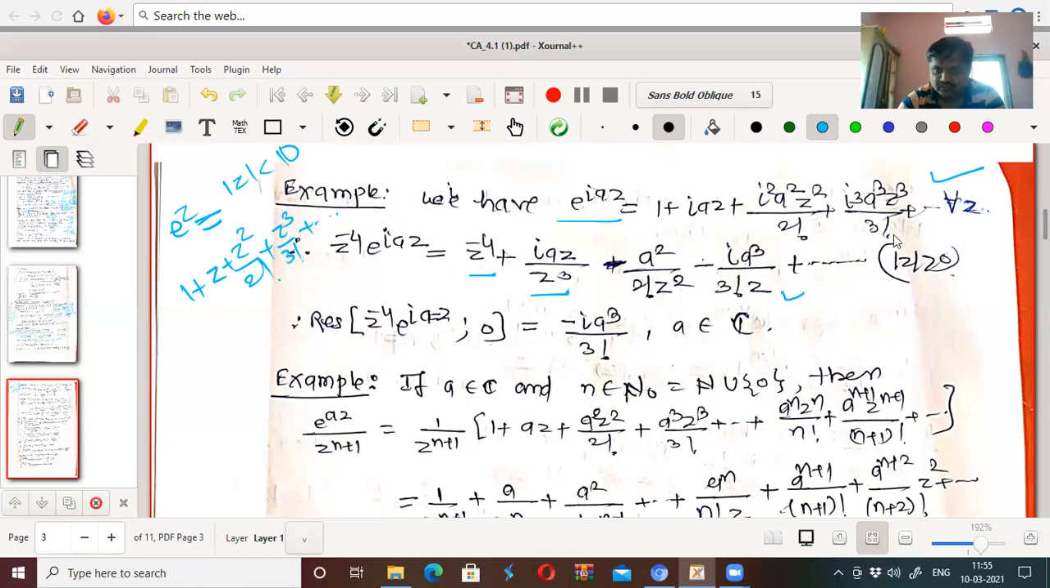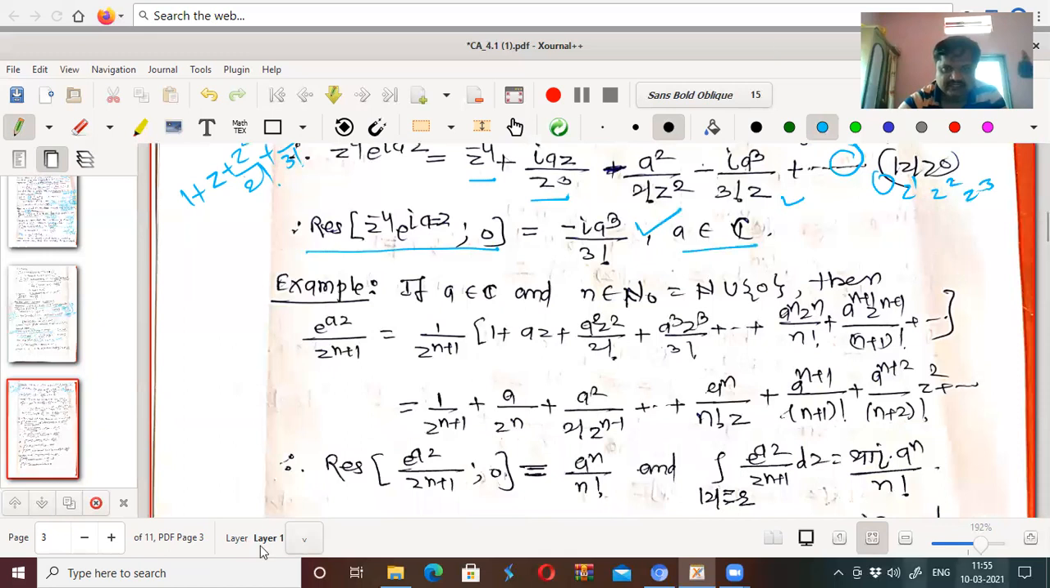Then next is z raised to 4. So you will get a constant term here, then you will get the powers of z raised to 1, z raised to 2, z raised to 3 and so on. So this is the principal part in the Laurent series expansion. Now in this principal part, the coefficient of 1 by z is minus i a cube upon 3 factorial. Therefore, the residue of z raised to minus 4 into e to the power i a z at z equal to 0 is minus i a cube upon 3 factorial, where a is in the complex plane C.